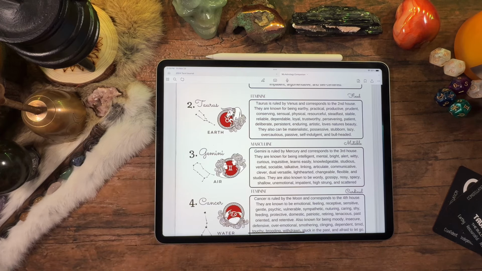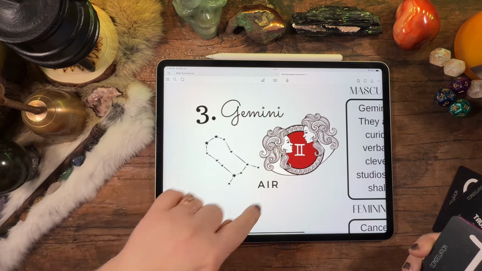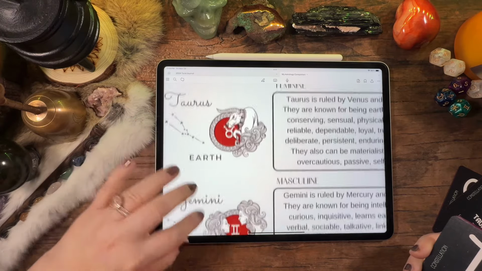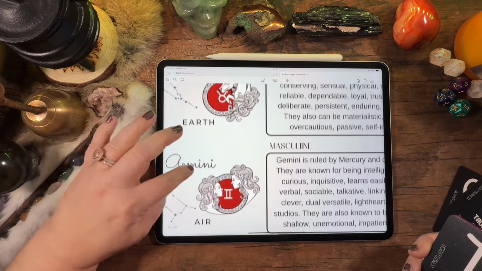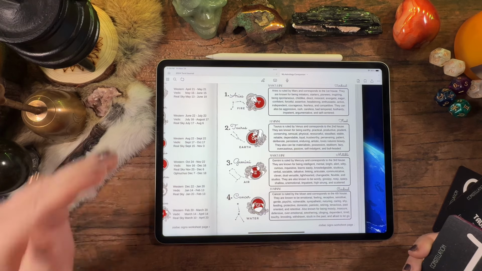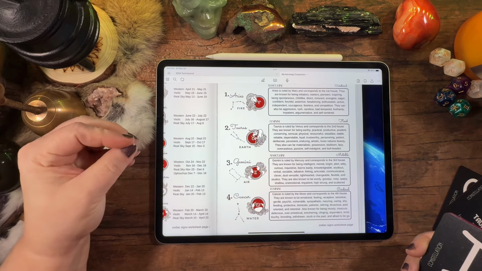Gemini. So this is what the constellation looks like in the sky. Gemini is the twins. It's an air sign. Taurus is an earth sign. Aries is a fire sign. That's another thing. When you go around the wheel, it goes fire, earth, air, water, fire, earth, air, water, fire, earth, because it is a system. Astrology is a system, okay?